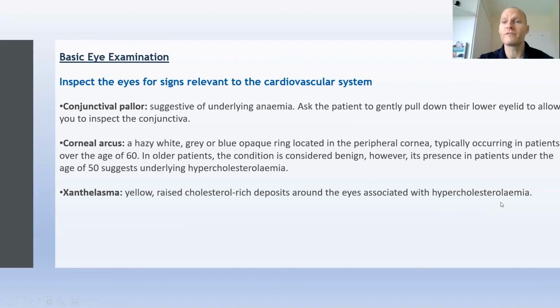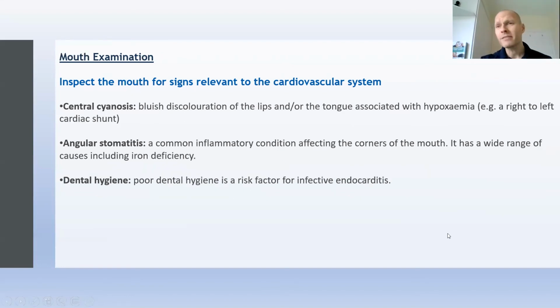We can refer on. Mouth exams, again, I'm not asking you to look into the patient's mouth like a dentist would, but something simple as looking around the lips, looking for discoloration of any sort, bluish tinges, any central cyanosis, any significant inflammation around the mouth.